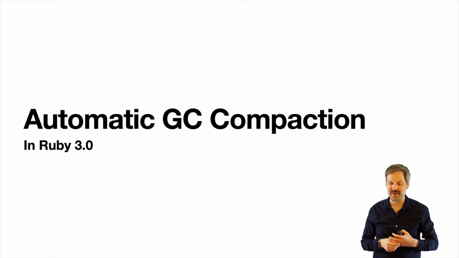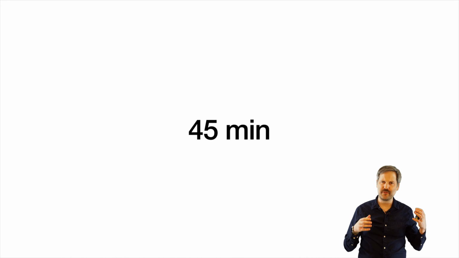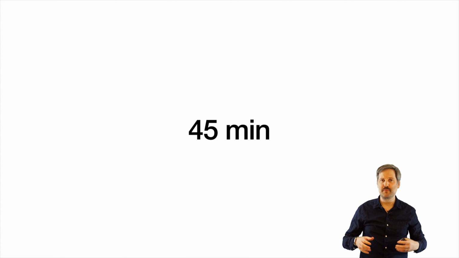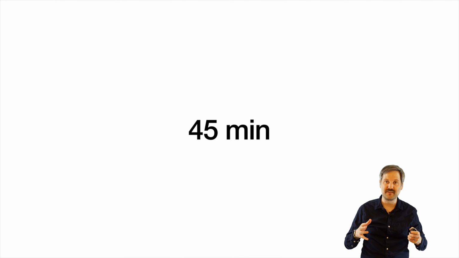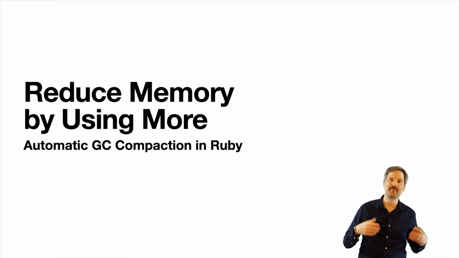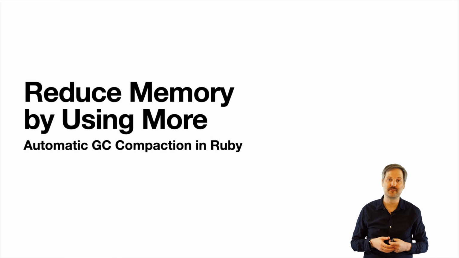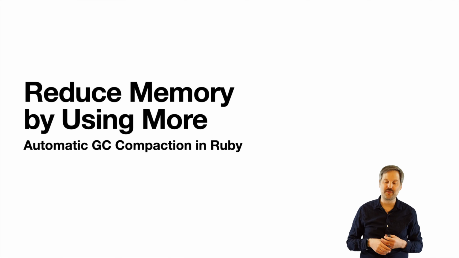I'm going to be talking to you about automatic GC compaction in Ruby 3.0. Now, this talk is a 45-minute talk, but I've done my best to compact it down into a 30-minute talk. I really wanted to call this presentation Reduce Memory by Using More, and I will talk about that. I think it's an interesting phenomenon, but really the main topic of this presentation is about automatic compaction in Ruby 3. So that'll be the bulk of this presentation.